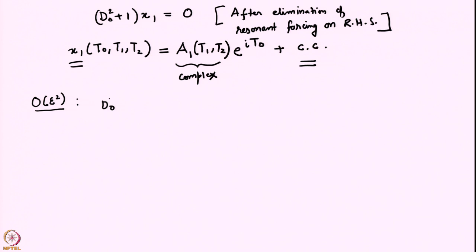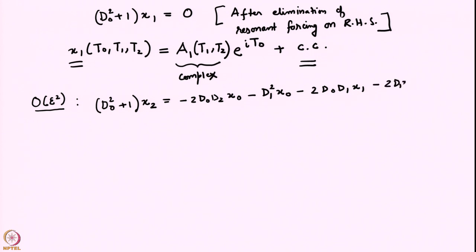Here the left hand side is the same, now operating on x2, and we had written earlier that there were a few terms in the right hand side. That was minus twice d0 d2 operating on x0 minus d1 square x0. As I said before, you can see that the right hand side is getting lengthier and lengthier.